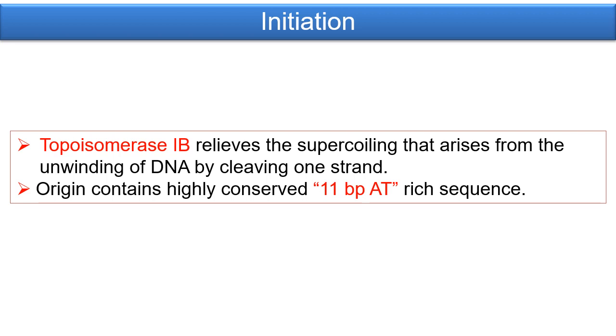This origin contains 11 bp AT rich sequences, which is highly conserved because AT, as we already know, is bonded by double hydrogen bonds, so it will be easier to melt the DNA at the origin. Whereas if it has GC, guanine and cytosine, it will become harder to melt the DNA at the origin.